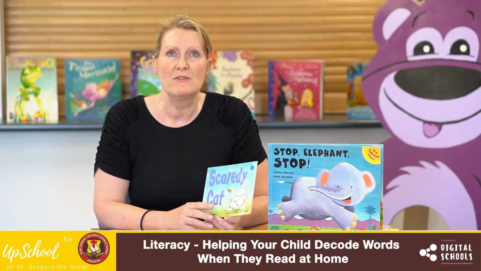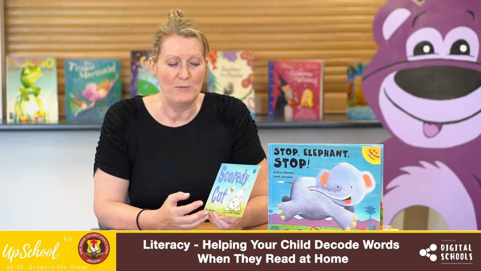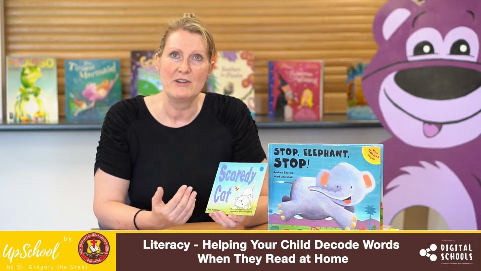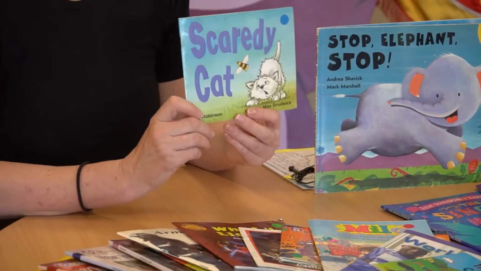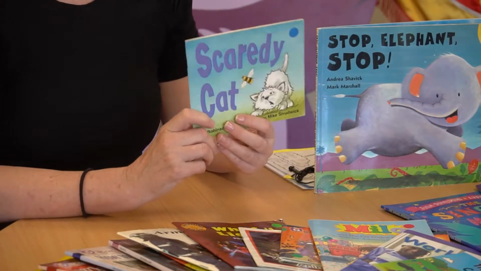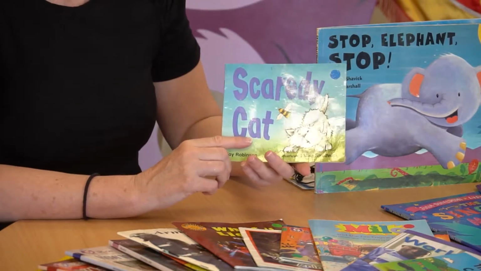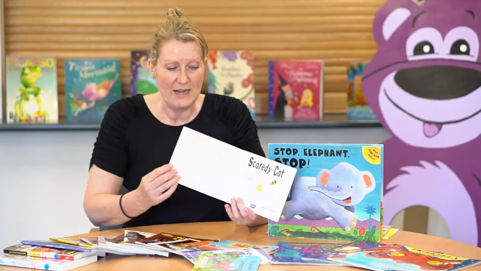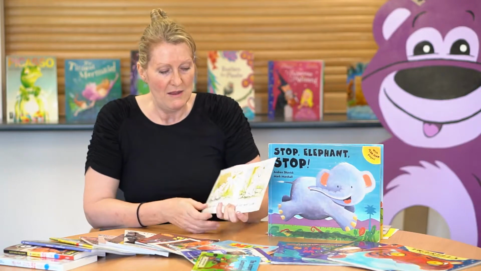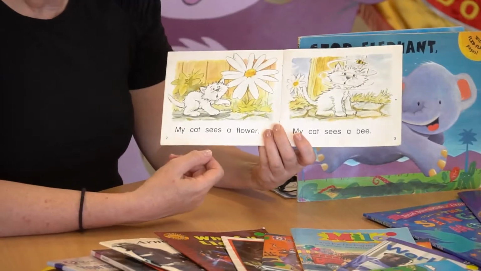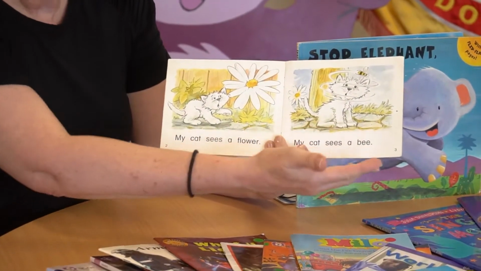In this video, I'm going to give you some strategies to help your child decode the text that they don't understand. So for example, this is a reader that a beginning child would be reading, called Scaredy Cat, and you can see that the text is repetitive. So my cat sees a flower, my cat sees a bee.